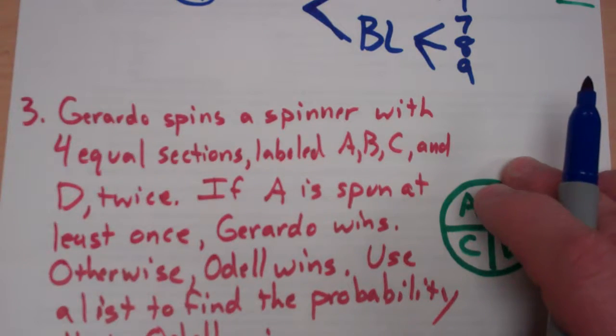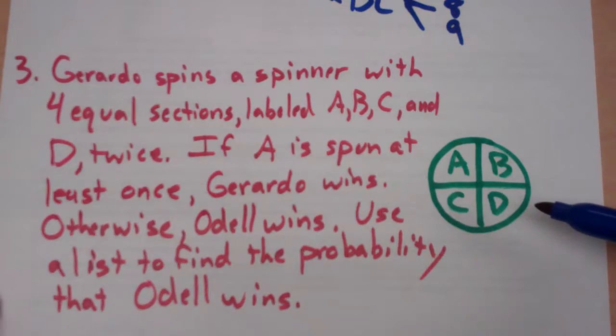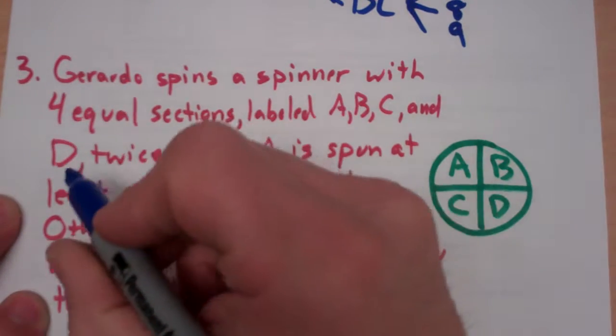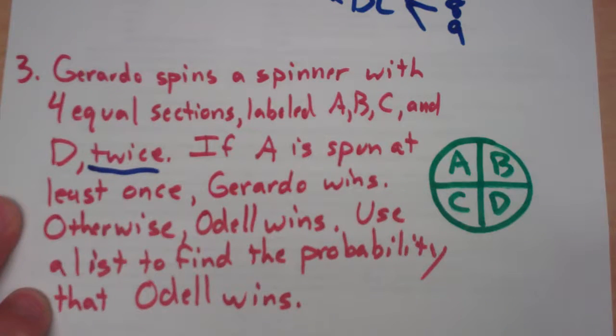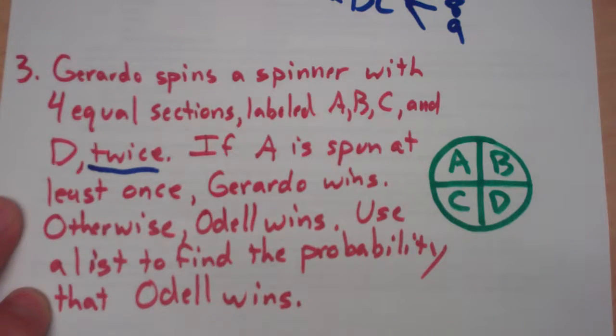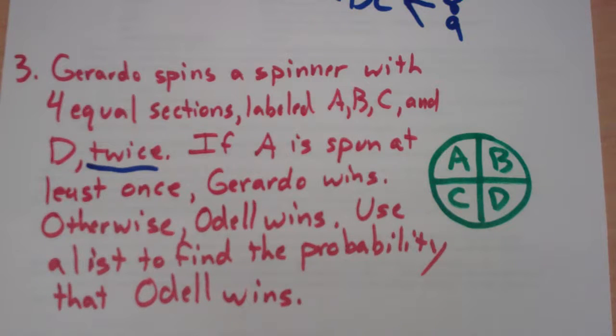All right, let's try one more. Number 3 says, Gerardo spins a spinner with 4 equal sections labeled A, B, C, and D. He spins it twice. There's why we're dealing with a compound event. He's not spinning it once, he's spinning it twice. If A is spun at least once, Gerardo wins. So anytime that he has an A or 2 A's, 1 or more A's, he's going to win. Otherwise, Odell wins. Use a list to find the probability that Odell wins.